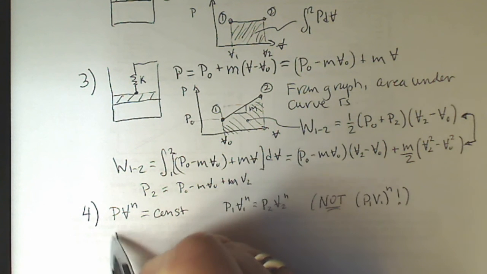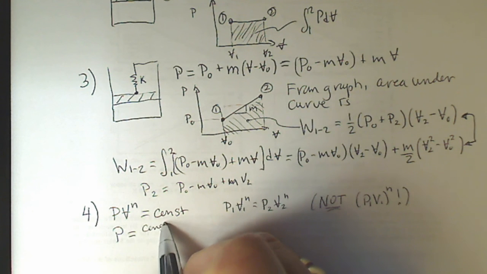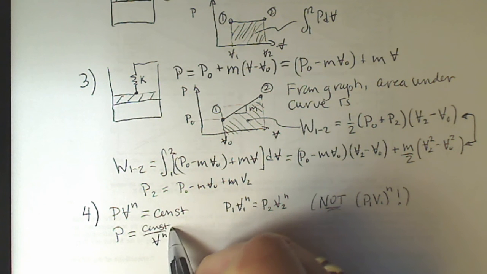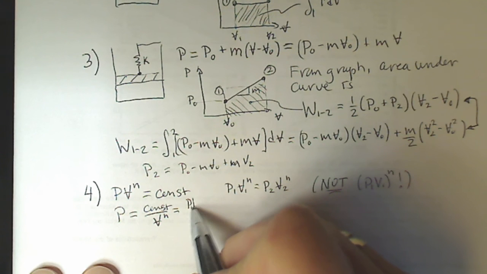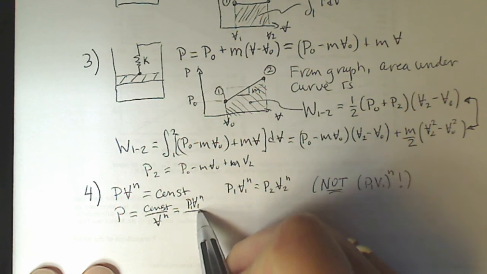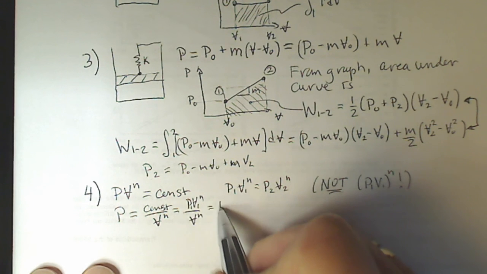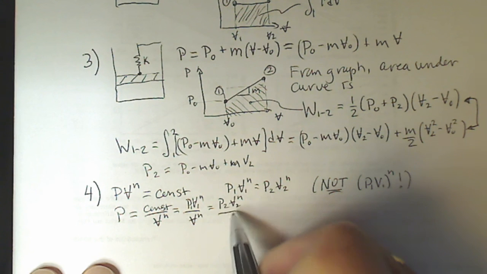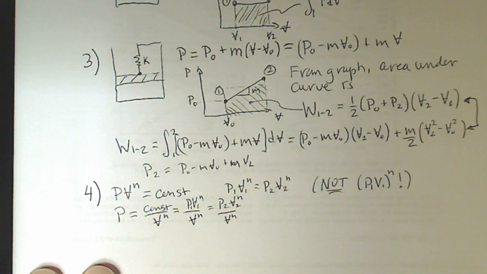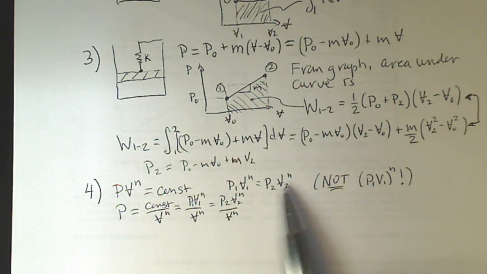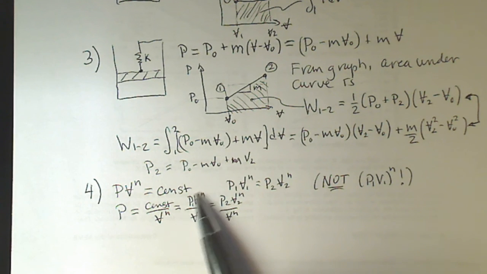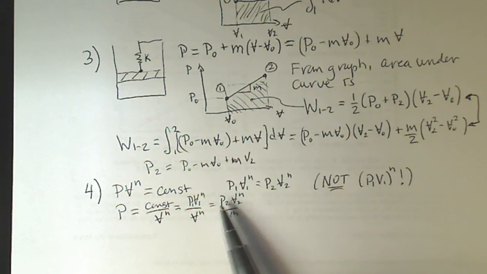Well, P is equal to a constant divided by volume to the n. And what's that constant? Well, it's either P1V1 or it can be P2V2. It can really be any P in between, but presumably we know P1 and V1 or P2 and V2. But the ability to express this constant in either one of these forms will become useful after we evaluate this integral.